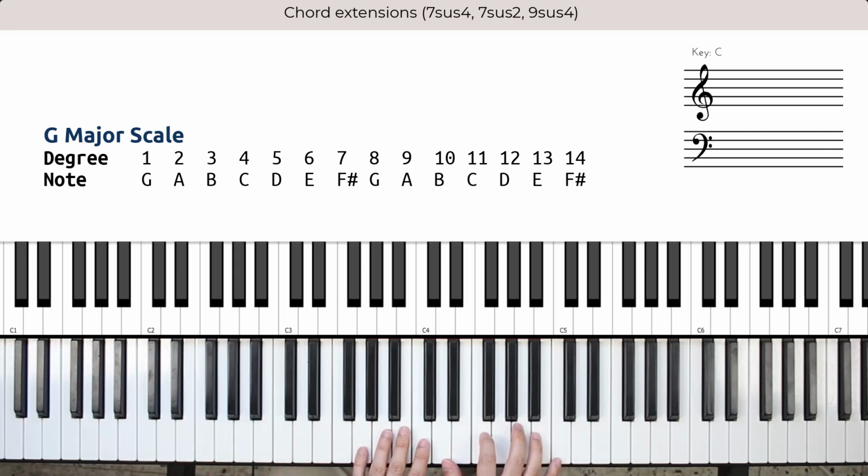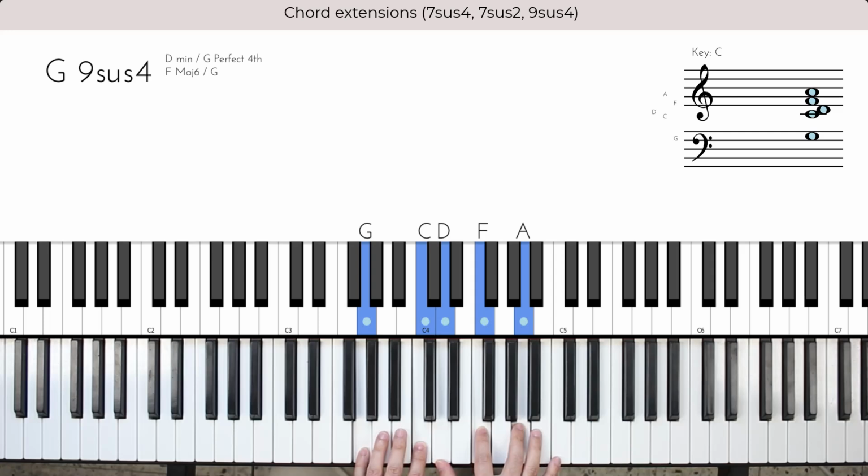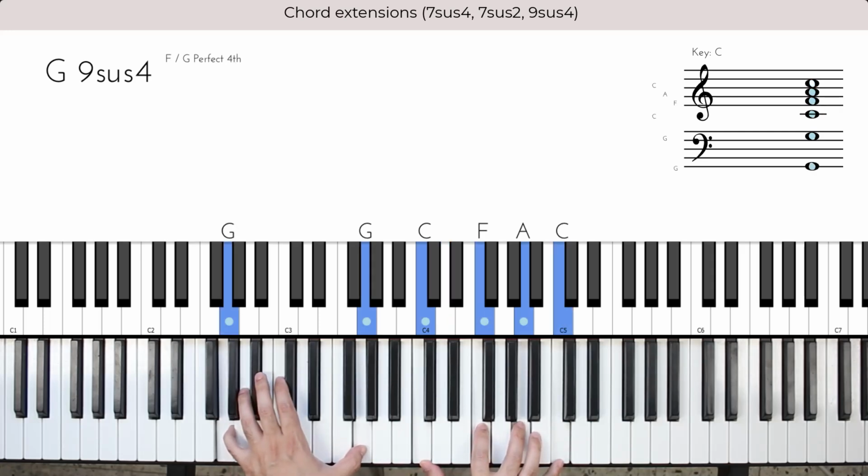Now it's interesting, by the way, if you look at a G9 sus4 and you omit the 5th, which is kind of the most boring degree, and you double the 4, you get an F over a bass of G, which is another way of thinking about sus4 chords.